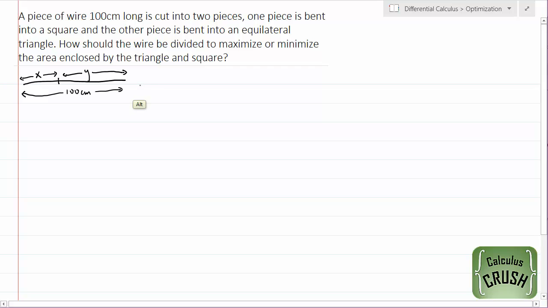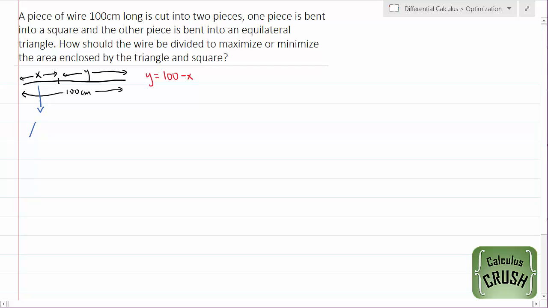Now, of course, we know a very important relationship already, and we're going to say that Y is equal to 100 minus X. So if we cut off X from 100 centimeters, then what we have left over is 100 minus X. So we have a relationship between Y and X, and that's important. Now let's take these individual pieces and turn them into squares or triangles. So first, for the X piece, I'm going to turn that into a triangle.